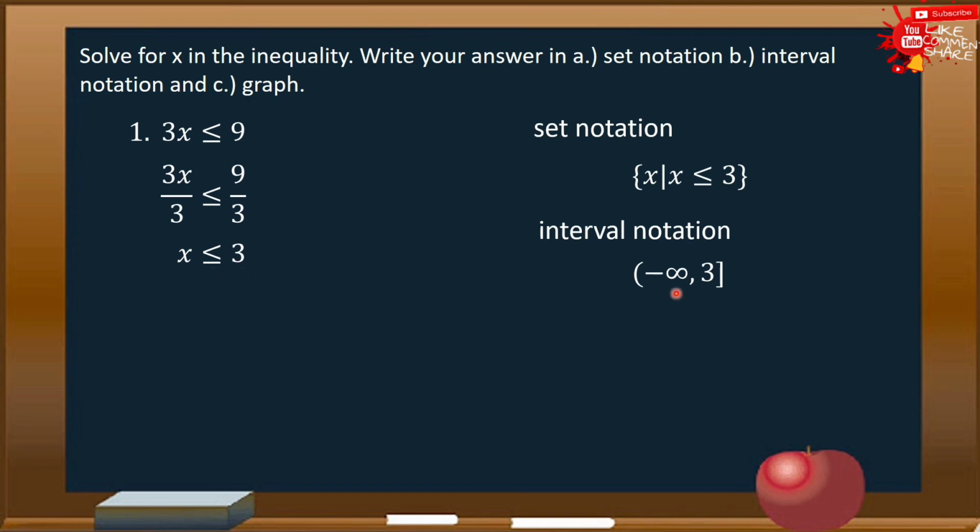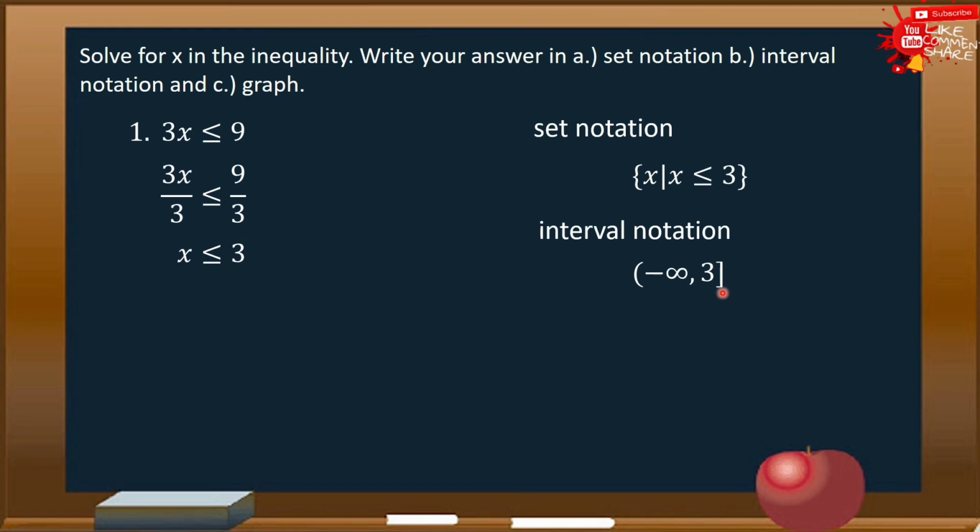Then, kapag infinity ito, dapat ang symbol natin ay parenthesis. Now, bakit bracket itong sa 3? Kasi sabi dito sa solution natin, ang value daw ni x included si 3. So, pag included, ang gagamitin natin ay bracket. So, this will now be the interval notation of the given first example.